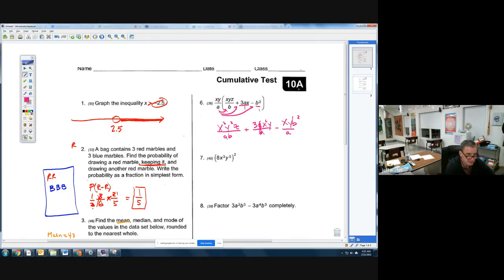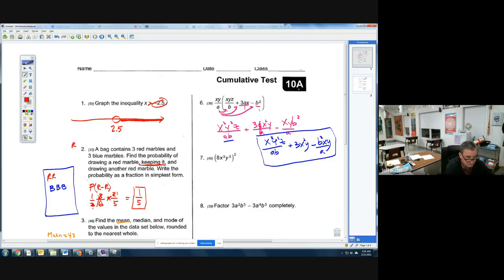Let's just rewrite it. The book would probably put it in this form. The first term stays as is, x squared y squared z over ab. The second term, you just have a 3x squared y. And for the third term, they probably would put the b squared first, just because they put it alphabetically. B squared xy all over a. I believe that is what the book would get for the answer.